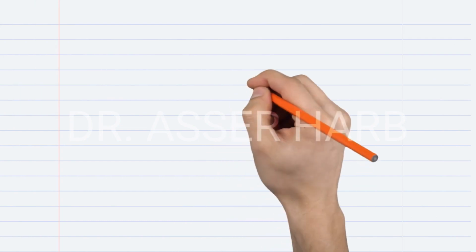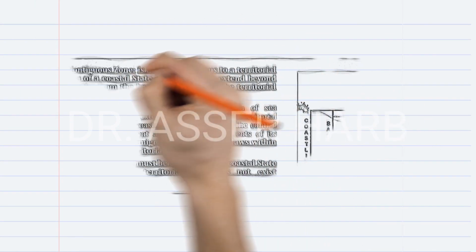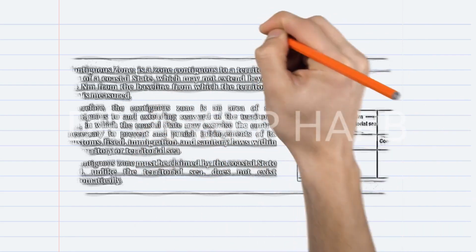What is a contiguous zone? It is a zone contiguous to a territorial sea of a coastal state, which may not extend beyond 24 nautical miles from the baseline from which the territorial sea is measured.